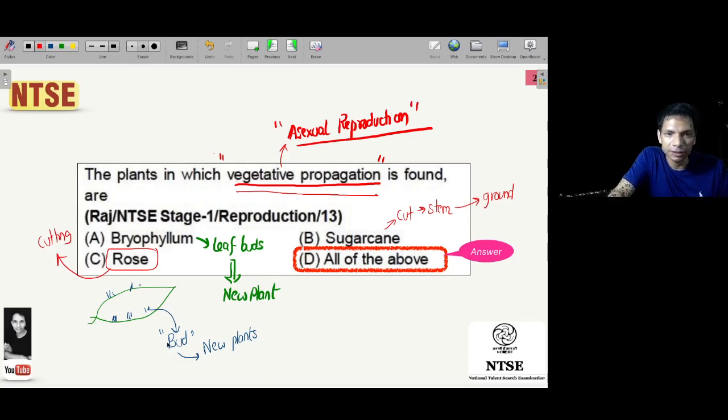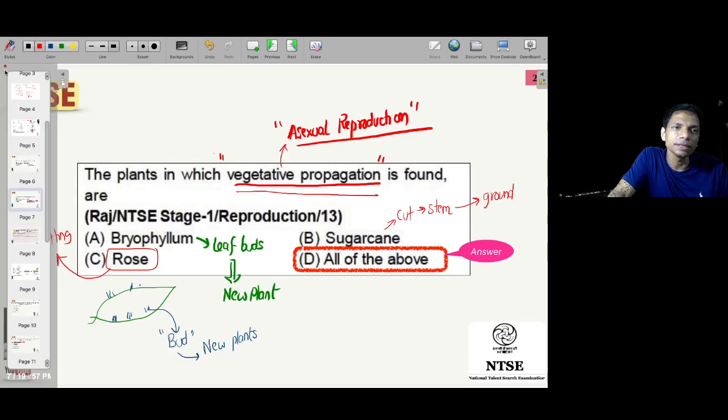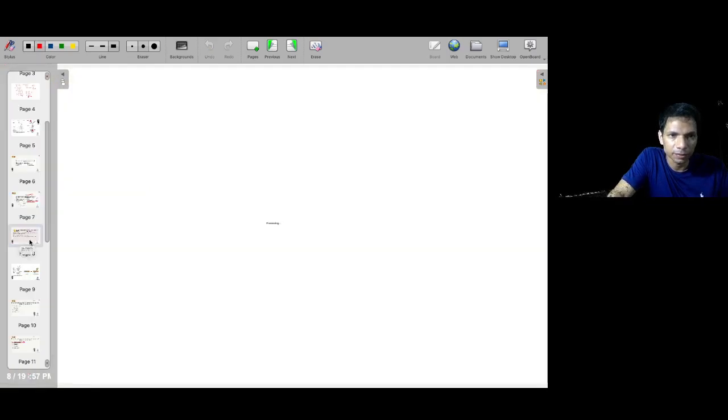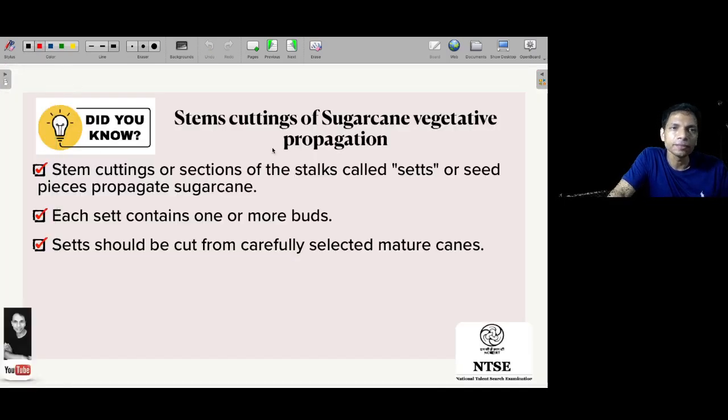One thing which we should know is, in sugarcane, these stem cuttings are called the sets. So stem cuttings or sections of the stalks in the sugarcane are called sets. Just remember that. This will help you. Okay. Next question.